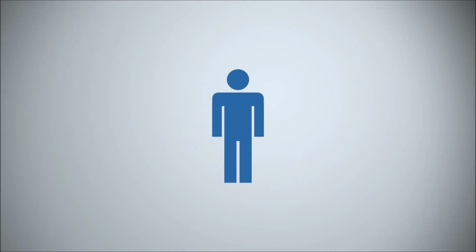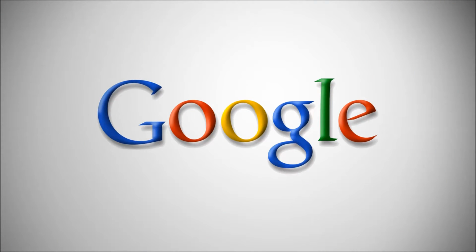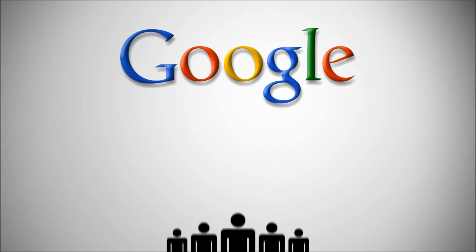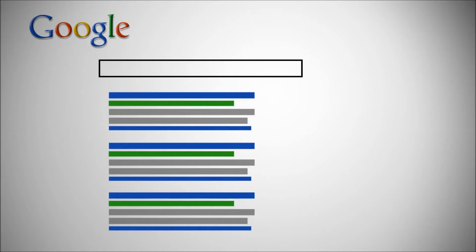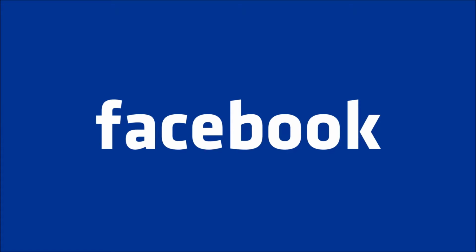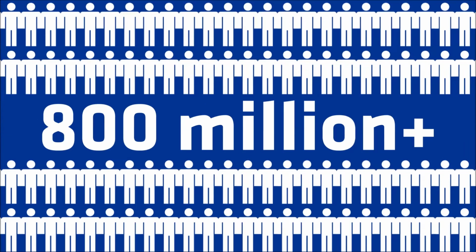Have you been marketing on social networks? If yes, congratulations. If no, what are you waiting for? Big Brother Google has confirmed that they are tracking social signals and it is going to influence more and more first page ranking. The world's most popular social network, Facebook, has more than 800 million users.